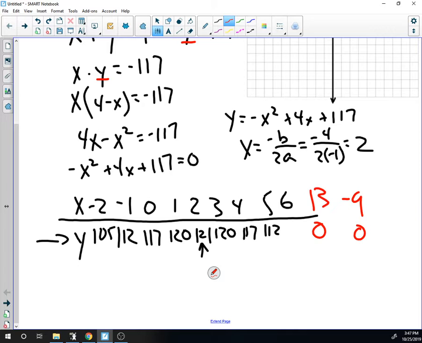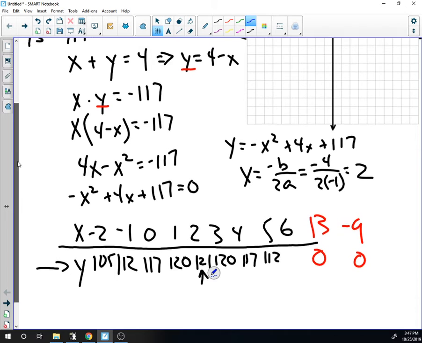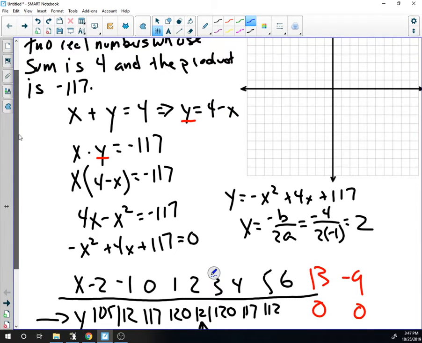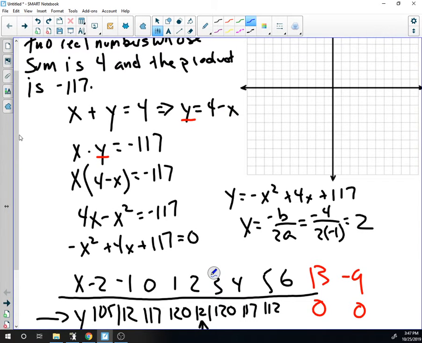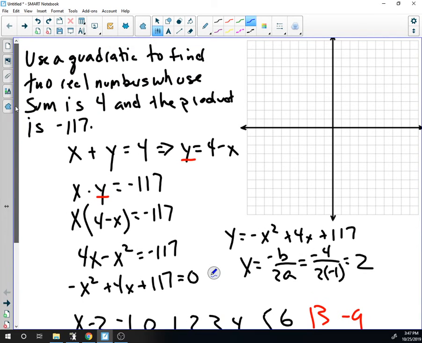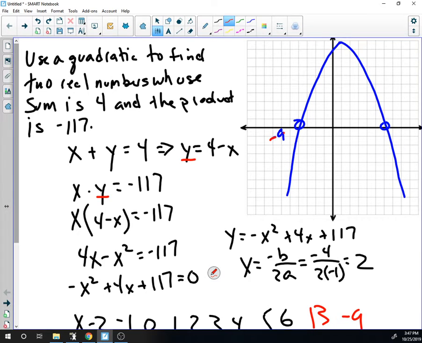Well, when I graph this thing, I can't even do it without scaling. If I scale this thing down to 120 around 2, it looks something like this. But using my table, I found my values out here. This one is at x equal to negative 9. This one is at x equal to 13.